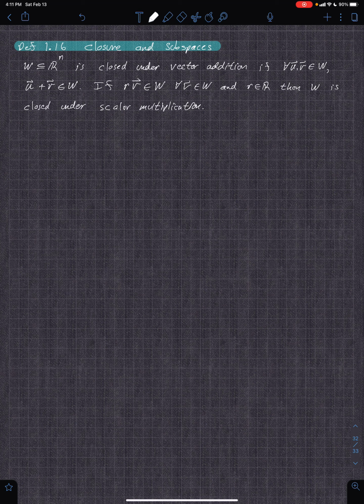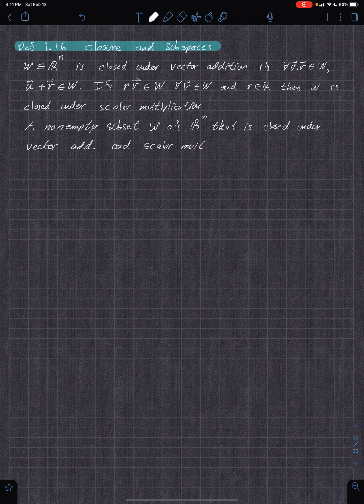Now we're going to define a subspace. A non-empty, so not the empty set, non-empty subset W of Rn that is closed under both vector addition and scalar multiplication is called a subspace of Rn. So it remains in the set.